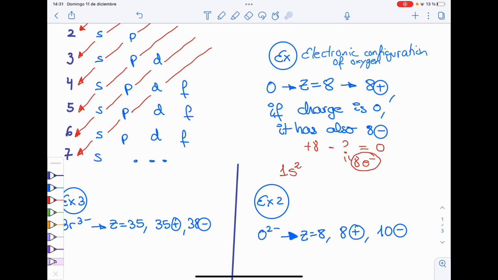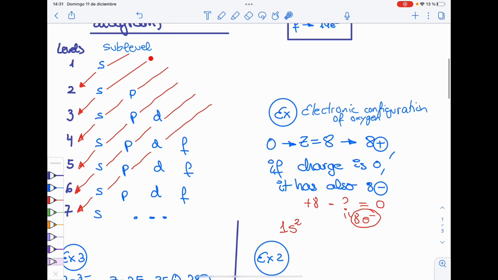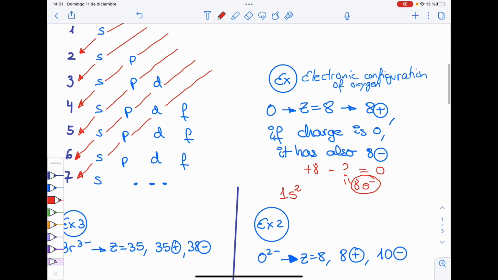Okay, so I have to put 8 electrons and I already put 2. So I need to continue. I'm going to the second line and I find this letter S, which is on level 2, so 2S. So I'm going to come here and put 2S and also 2, because we know that on the S we always can put 2 electrons.